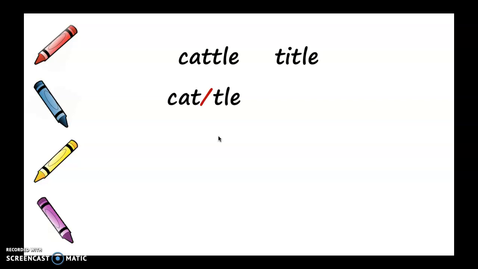All right, let's check how you did. Look at the word cattle. The syllables of this word are cat-tull. The last consonant, T, goes with that ending LE. So I draw a line in between the two T's in cattle.